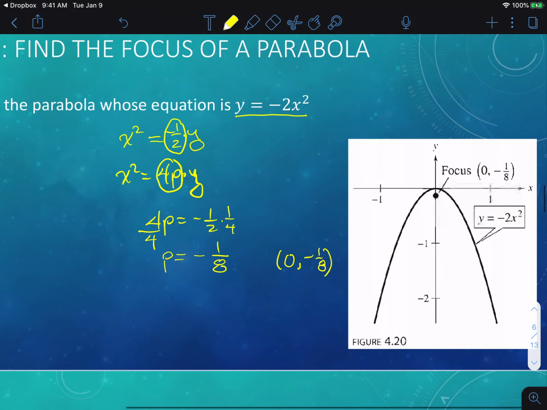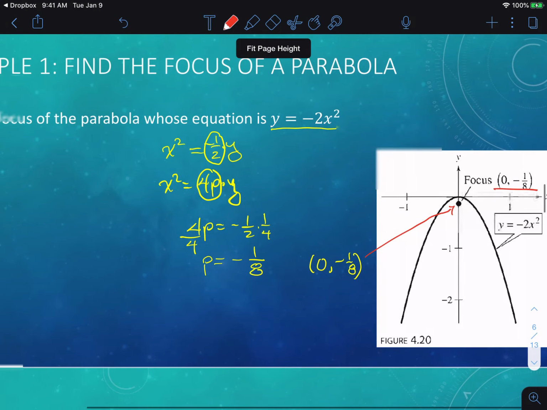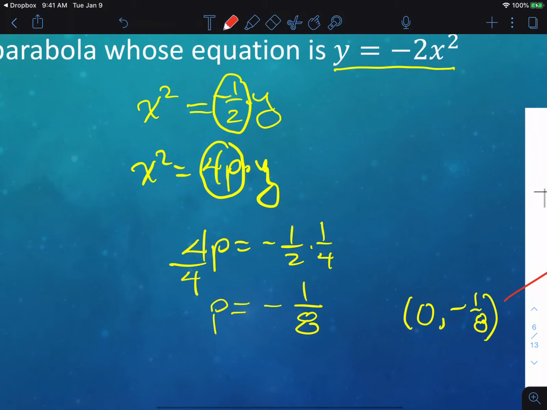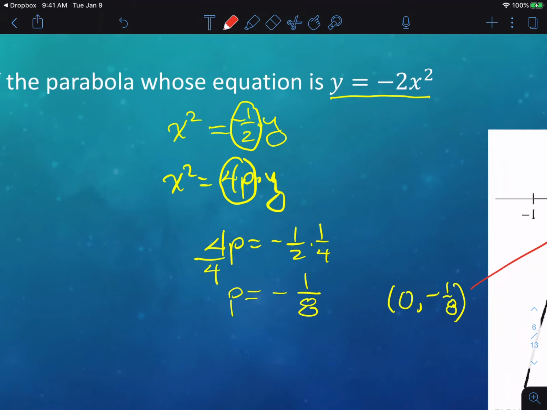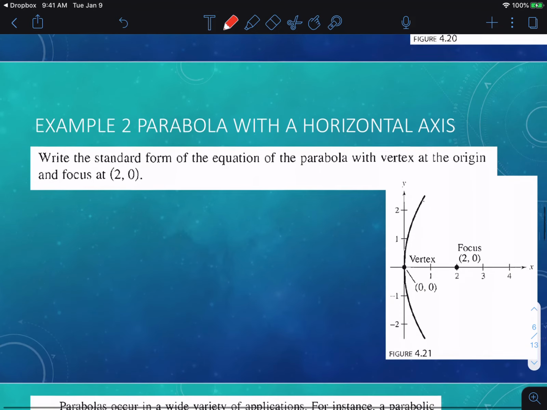So if you look at the picture, that's exactly what we have. We have the focal point is right there, and it has the coordinates 0, negative 1/8. And that was solved by understanding what the definition of the equation for a parabola is. Okay, let's move on to the next one.